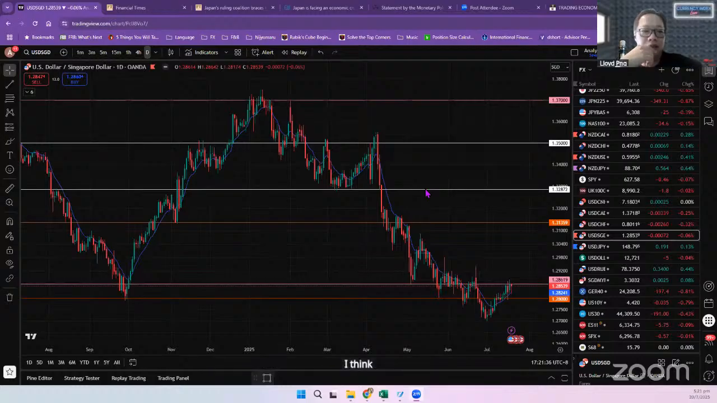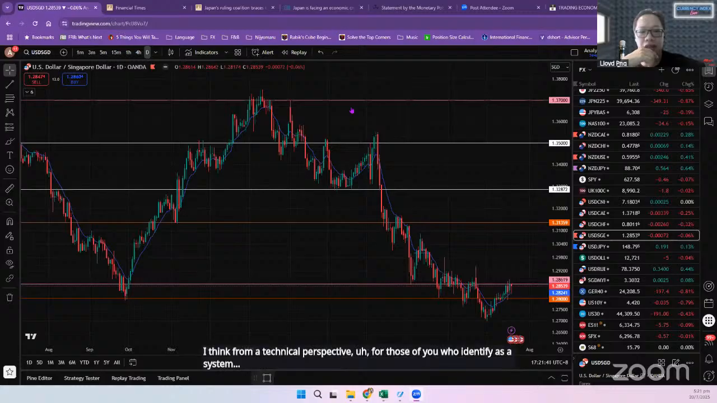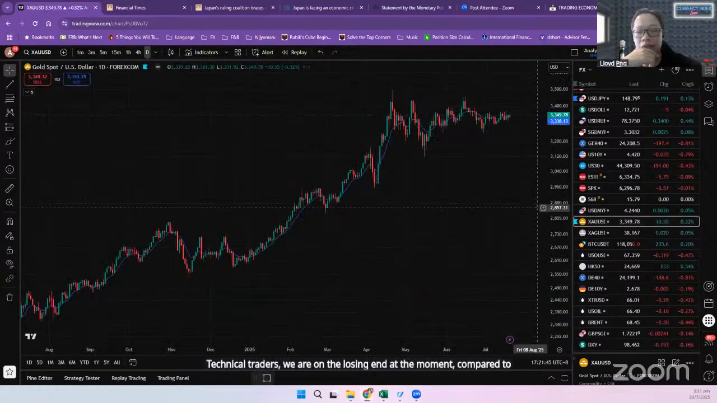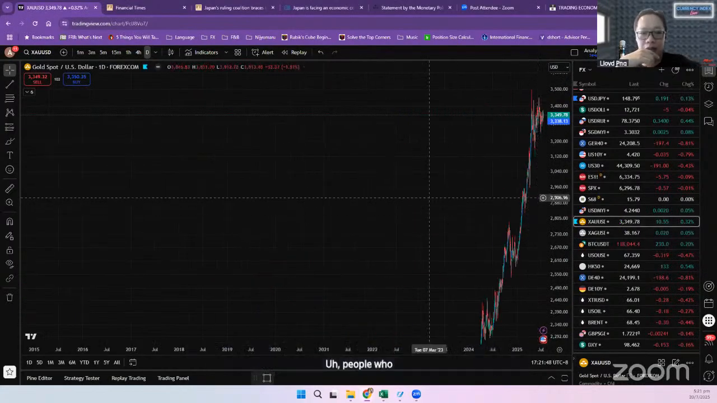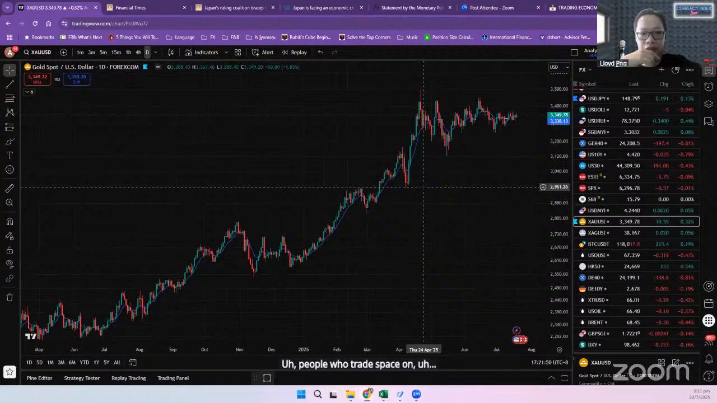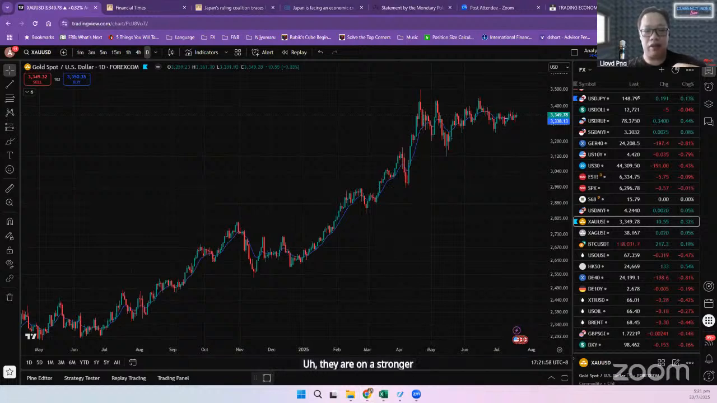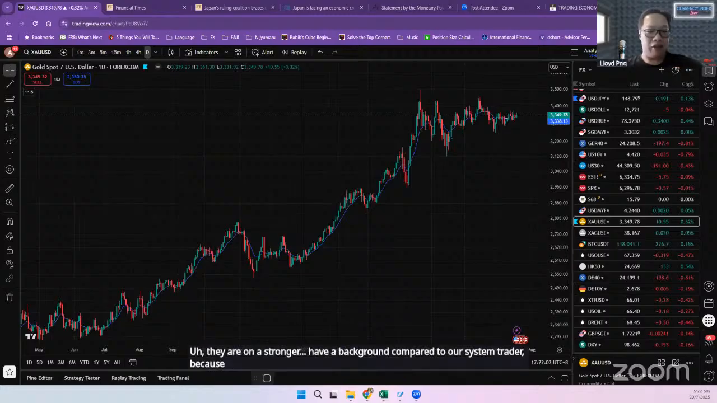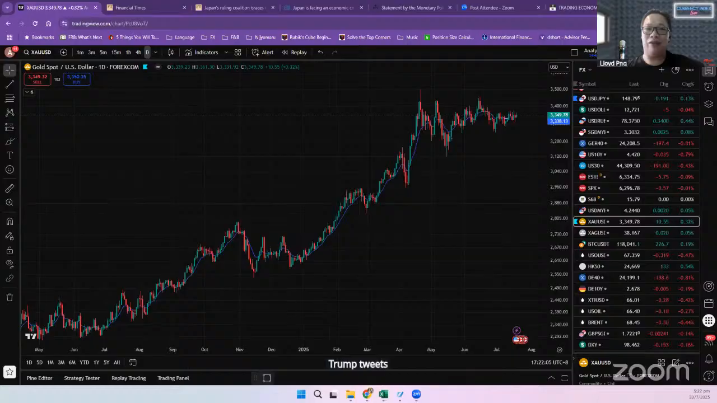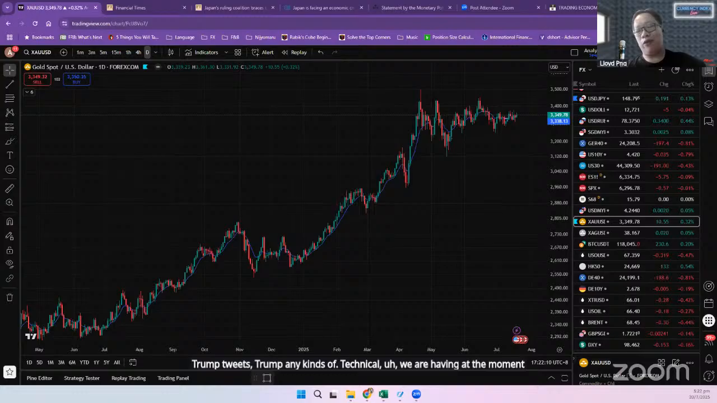I think from a technical perspective, for those of you who identify as systematic traders, technical traders, we are on the losing end at the moment compared to those who trade fundamentals, people who trade based on actual market price action. At the moment they have better ground compared to us system traders, because I have to agree that Trump's tweets unfortunately do move the market.